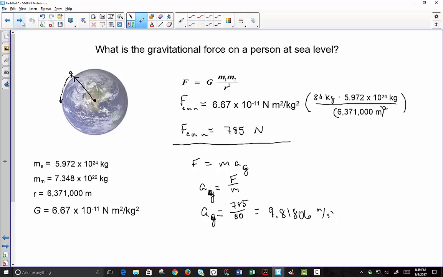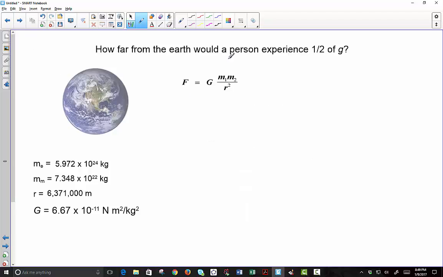Yeah. So let's do one more. So say I wanted to know, if I was out in space or I climbed a mountain, how far away would I have to be from the Earth in order to experience half of g? So remember, g is just the acceleration due to gravity. So if I wanted to get to 1/2 of my weight, how far away would I have to be?